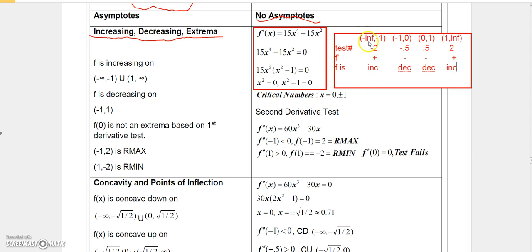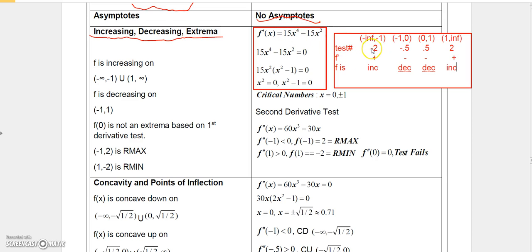And right here, I couldn't put this infinity symbol, so I just wrote in INF for infinity. So minus infinity to negative 1 would be one interval. The next interval would be negative 1 to 0. The next interval is 0 to 1. And then the last interval is 1 to infinity. And then you take one of these numbers, a test number from each interval, and plug it back into the derivative.